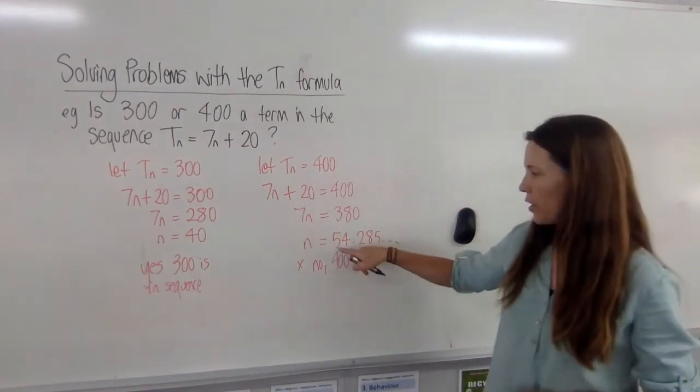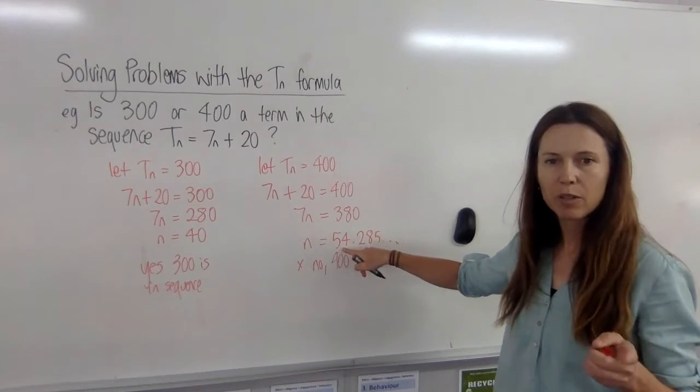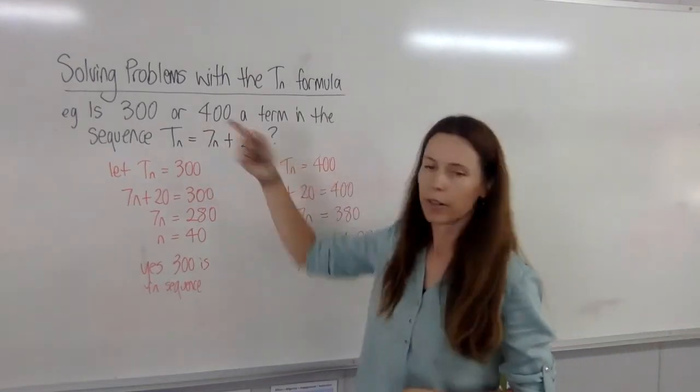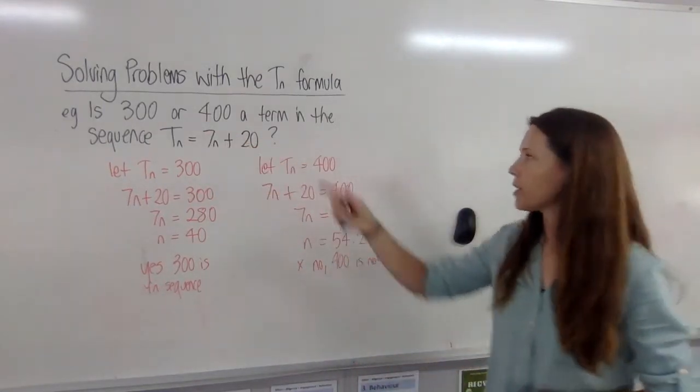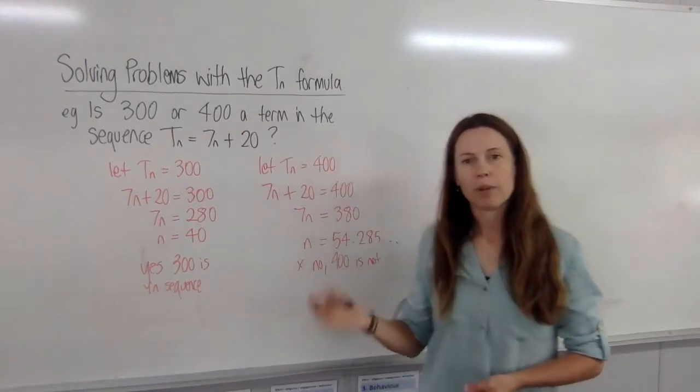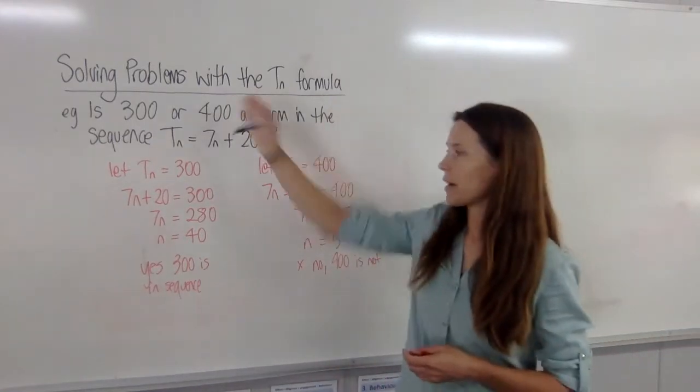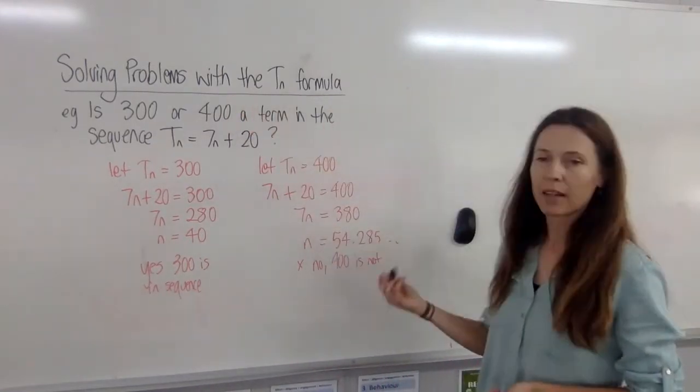So we would find that the 54th term of the sequence must be a little bit smaller than 400, and the 55th term must be a little bit bigger than 400. But none of the terms in the sequence are exactly 400 because this n didn't come out as a whole number.